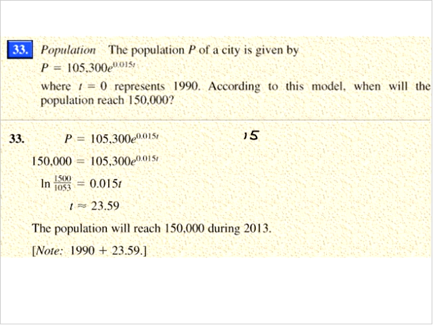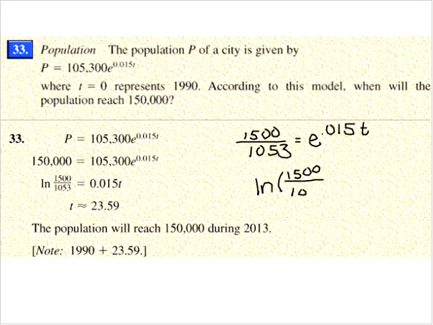That would give us 1,500 divided by 1,053 equals e to the 0.015t. Take the natural log of both sides, and then divide by 0.015. And you should get T is approximately 23.59.